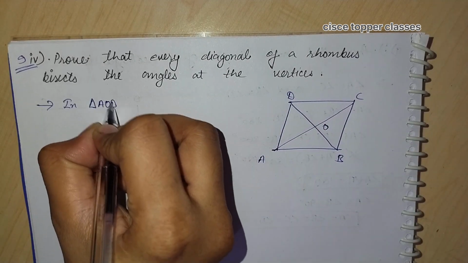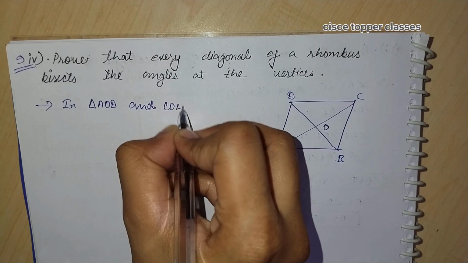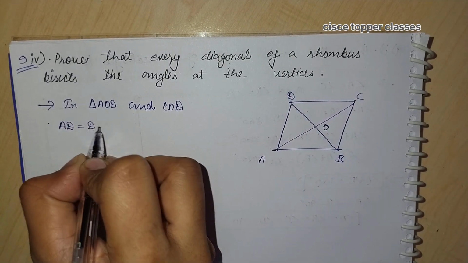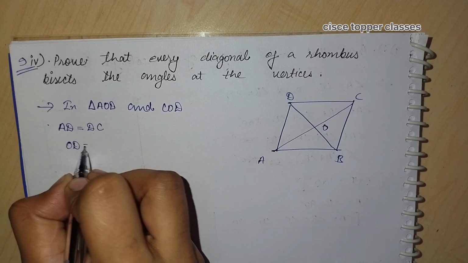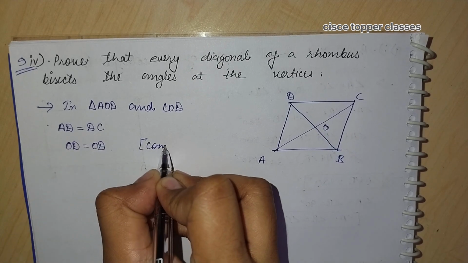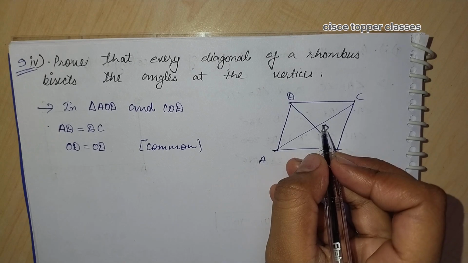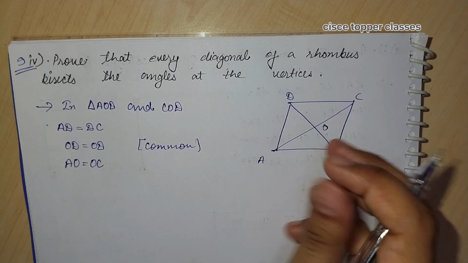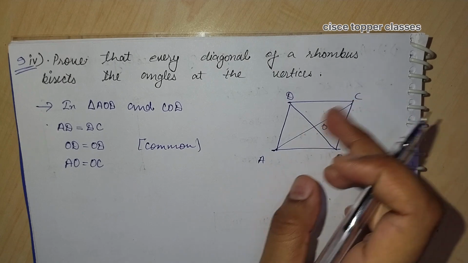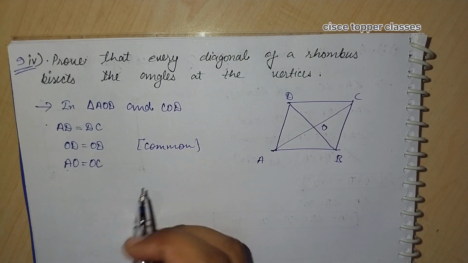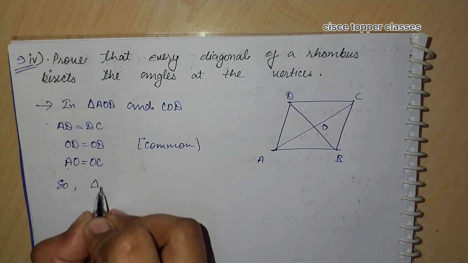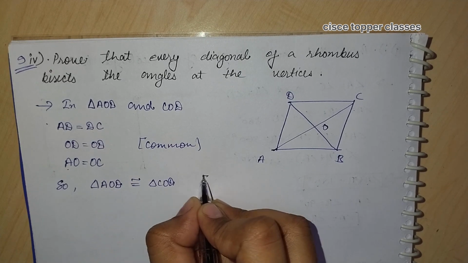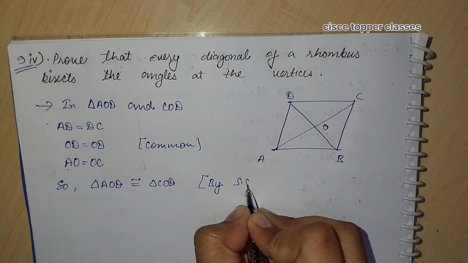In triangle AOD and COD, we can simply write that the sides of a rhombus are equal, means AD is equal to DC, and OD is common here. Now we have AO is equal to OC, because the diagonals of a rhombus bisect each other. Hence AO is equal to OC. So triangle AOD is congruent to triangle COD by the SSS rule of congruency.